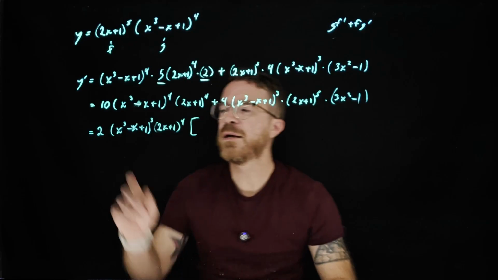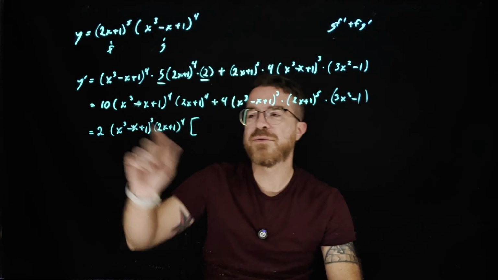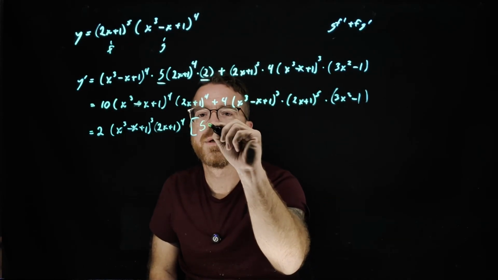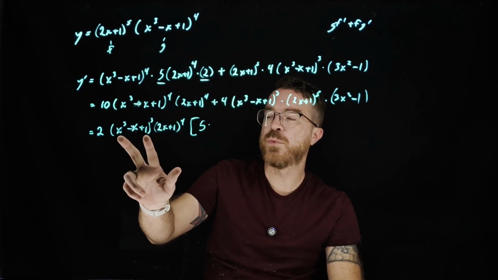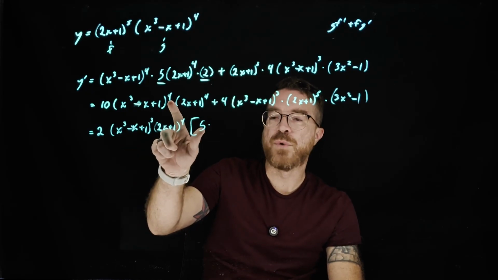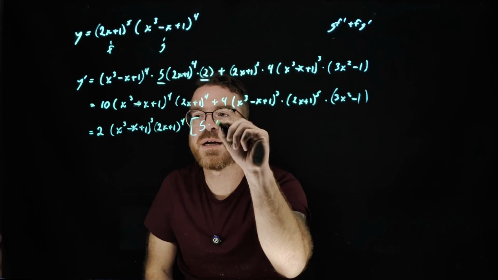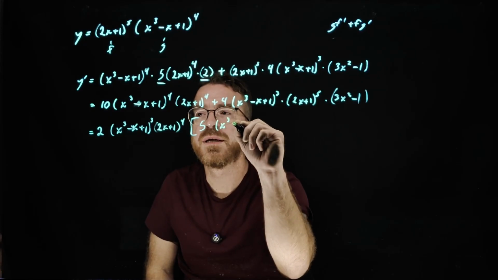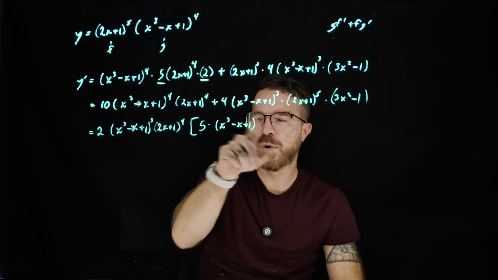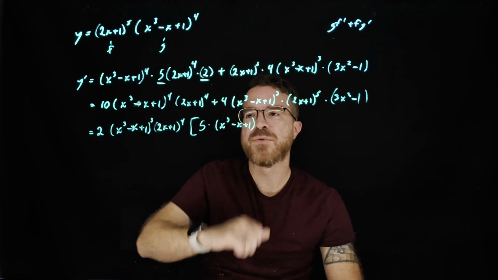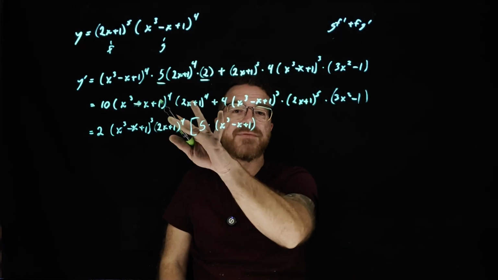Now, when I pulled the 2 out, I'm left with 5 in my constant. Times, I pulled out (x cubed minus x plus 1) to the 3rd power, so I have 1 left in this one. So this is going to be times (x cubed minus x plus 1) to the 1 power, right? Because 1 and then times 3 would add to the power of 4. And that's it for this one.